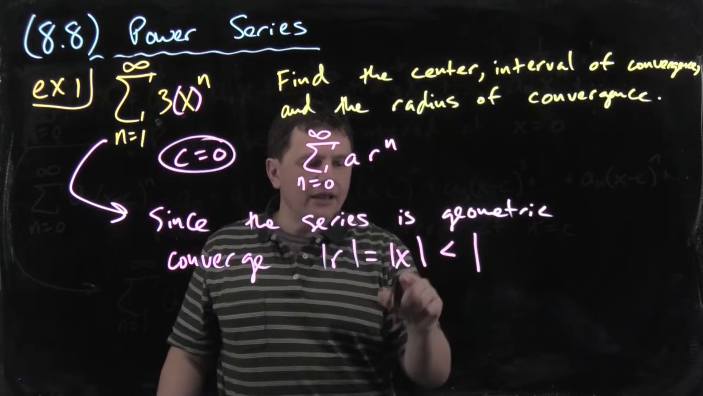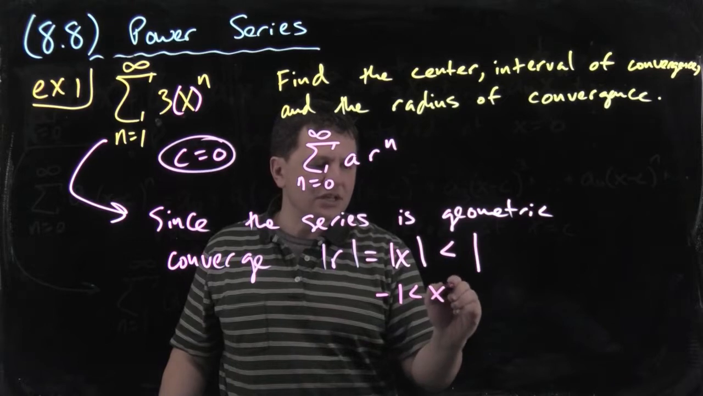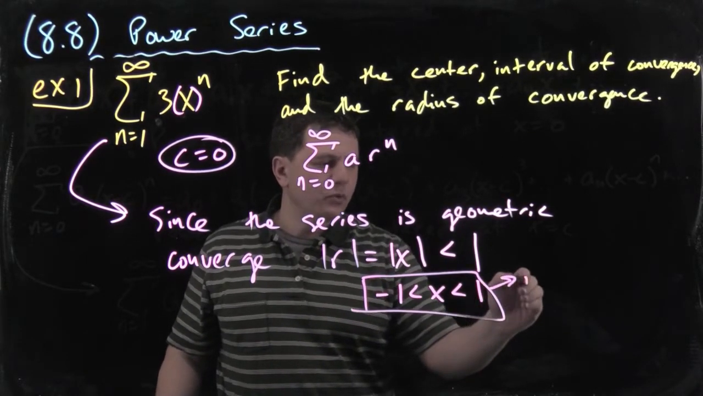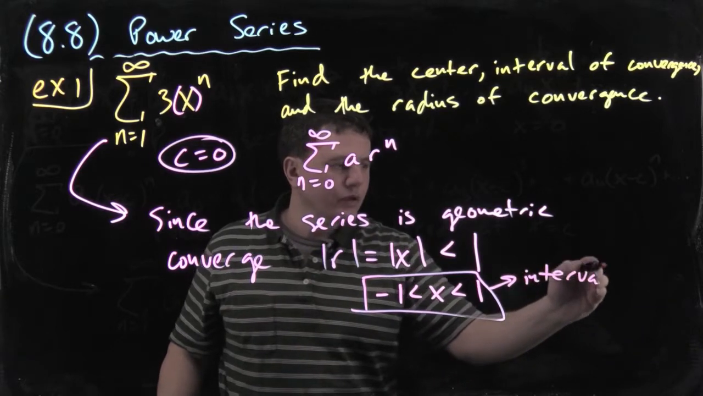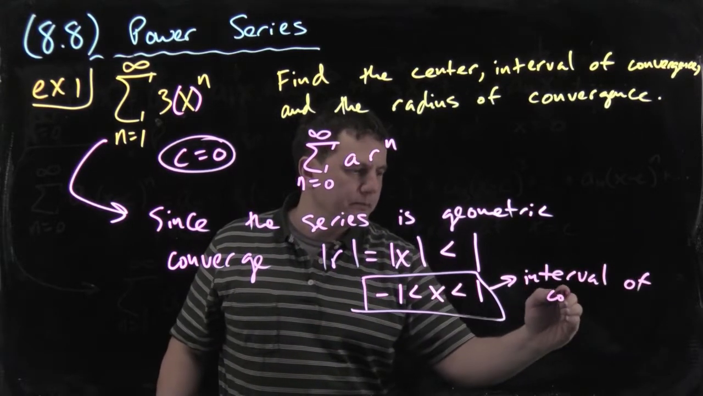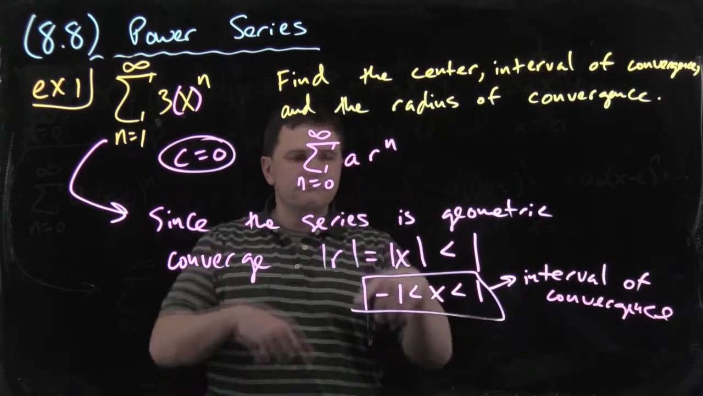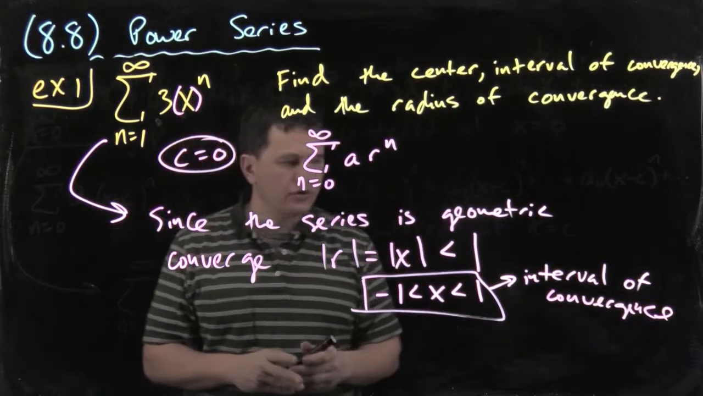So right away, -1 is less than x, which is less than 1. And this is our interval of convergence. So this is what we refer to as the interval of convergence. So if it's geometric, it's that simple. And we saw these earlier in the chapter.